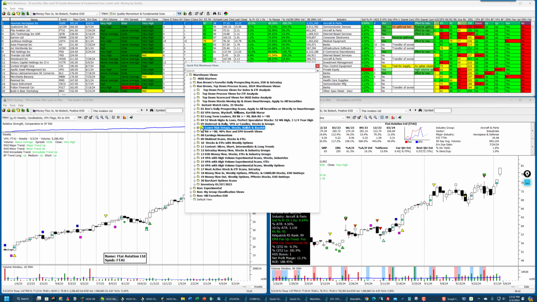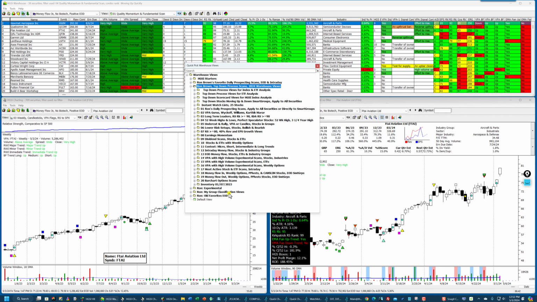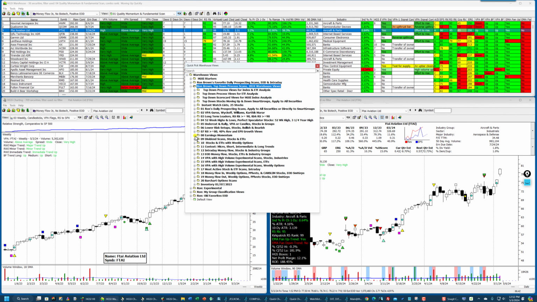Now, where I am right now is I'm not in my favorites. These are the ones I use mostly every day, and these are other scans, and there's a wealth of information you can dig up with these scans by applying them to either all securities or to user groups. Now you can see that I'm up here in the money flow in, no biotech, positive end of day. And I'm just going to start down here. I'm going to go into the earnings momentum folder.